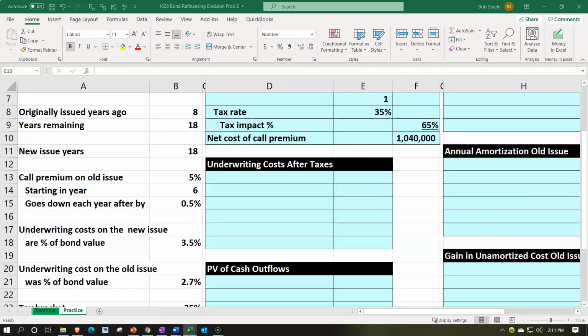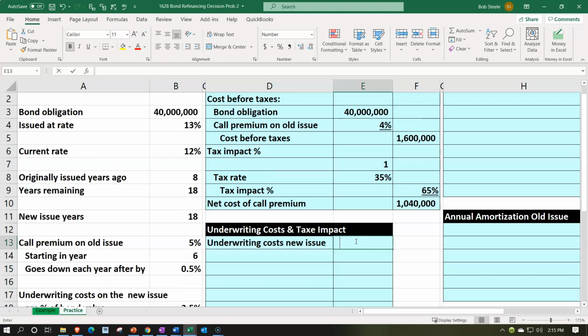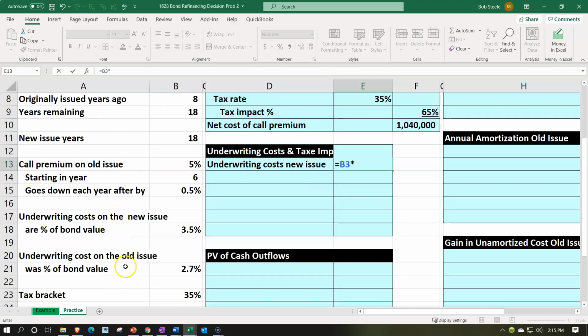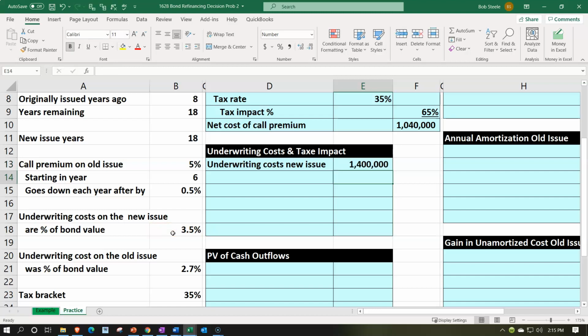Then let's take a look at the underwriting costs and the tax impact. So the underwriting costs of the new issue, we're going to calculate that to be the 40 million times the 3.5%, that's going to give us our 1,400,000. So that's the cash that we assume will be going out. We're actually paying that out now, but there's going to be a tax impact.